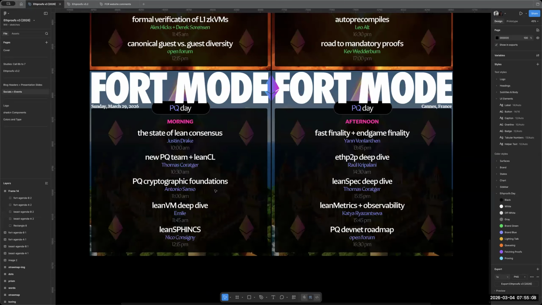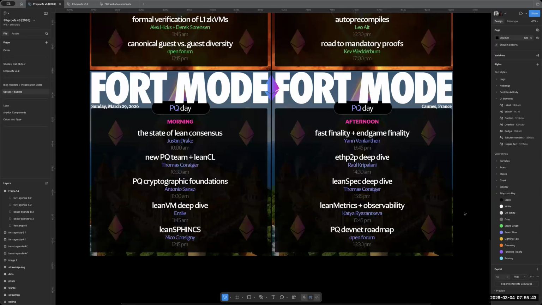So that aside, with fort mode, we're going to start off with Justin giving a high level introduction, and then Thomas talking about the new team, Lean CL, Antonio Sanso talking about cryptographic functions, and then Emil doing a deep dive into Lean VM. We're going to have a presentation from Nico talking about PQ signatures, but on the execution side.